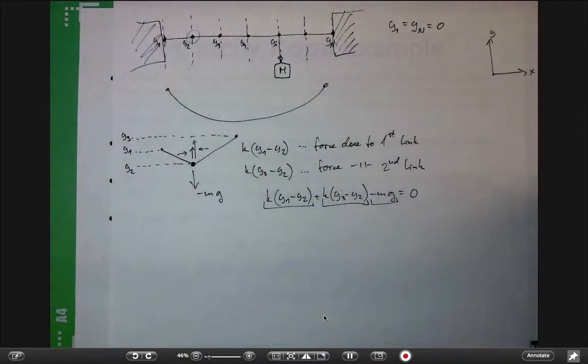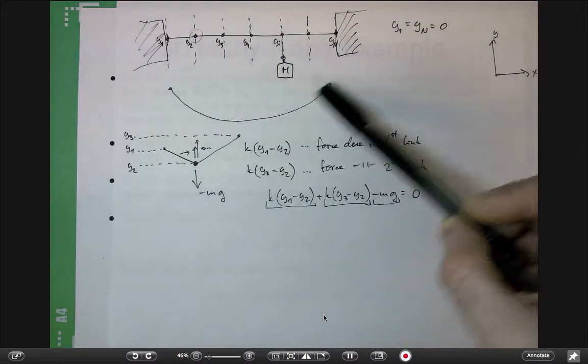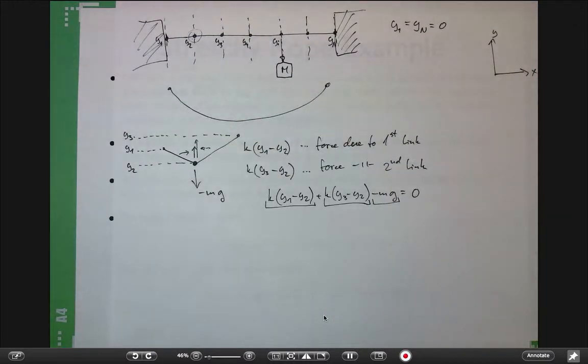That's the problem. We have this bridge model. We have some external load on one of these nodes to make it more interesting. And we are looking for the static equilibrium of our rope or bridge or whatever it is.